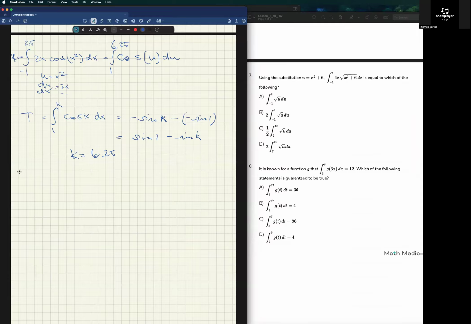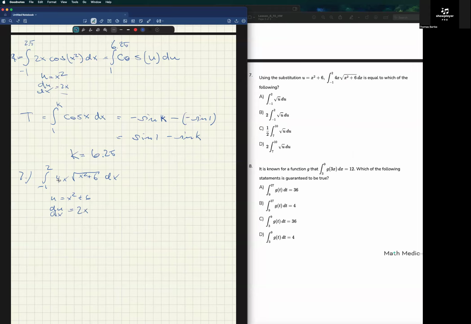All right, we're going to number 7. Using the substitution of u that gives us the substitution. Okay, fine. So then let's write the integral, -1 to 2 of 4x times the square root of x squared plus 6 dx is equal to which of the following? Okay, well, that should be pretty simple. We are going to make u equal to x squared plus 6. That makes du dx equal to 2x.